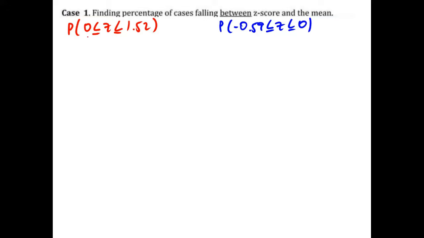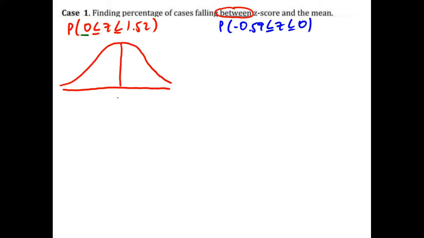P, the percentage of 0 is less than or equal to z is less than or equal to 1.52. So, pag sinabi natin between, nasa gitna. Okay? Between z-score and the mean. We all know that mean, median, and mode, meron tayong 0 na value. Okay? So, first thing you need to do, of course, draw the normal curve. So, okay lang na hindi medyo maganda yung normal curve ninyo.